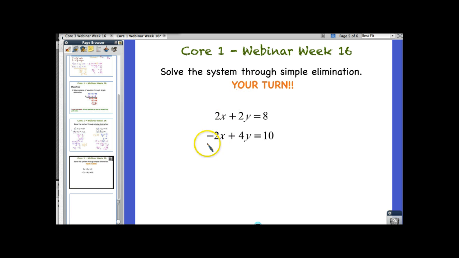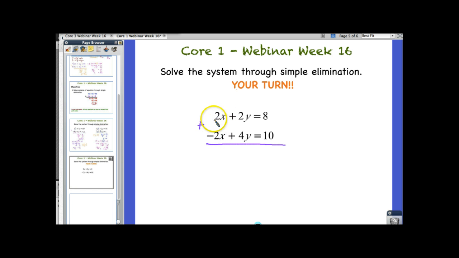Okay, so all we have to do in order to solve for x and y is take these two equations and add them together. So if we add them together, what we end up with is 2 minus 2, or 2 plus a negative 2, which is the same as 2 minus 2.